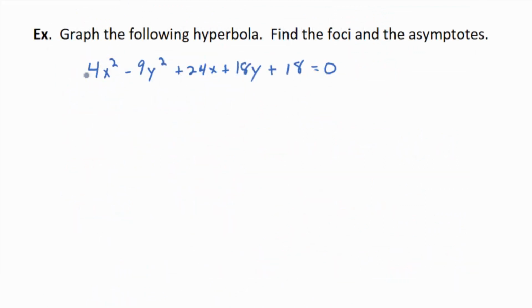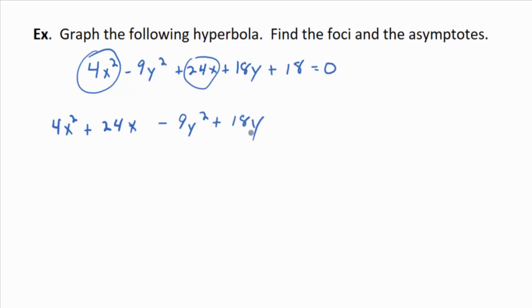Let's go ahead and group the powers of x together. What would that get me? 4x squared plus 24x. And then let's group the powers of y together. So I took care of this guy, and I took care of this guy. Let's group the powers of y together. What do we have? Minus 9y squared plus 18y. So I took care of that guy, and I took care of that guy. And then what do we do with the constant? It's probably best just to get it to the other side, subtract it.